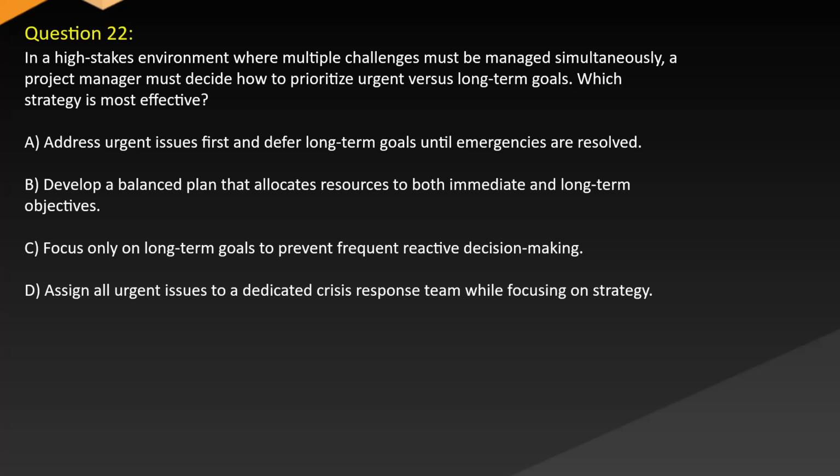Question 22. In a high-stakes environment where multiple challenges must be managed simultaneously, a project manager must decide how to prioritize urgent versus long-term goals. Which strategy is most effective? A. Address urgent issues first and defer long-term goals until emergencies are resolved. B. Develop a balanced plan that allocates resources to both immediate and long-term objectives. C. Focus only on long-term goals to prevent frequent reactive decision-making. D. Assign all urgent issues to a dedicated crisis response team while focusing on strategy.